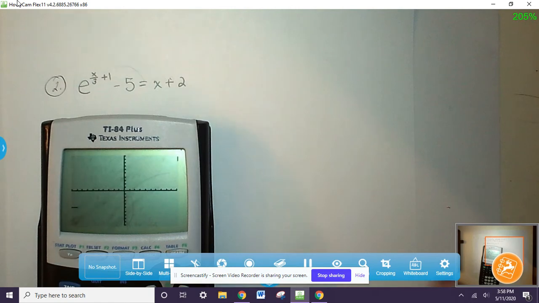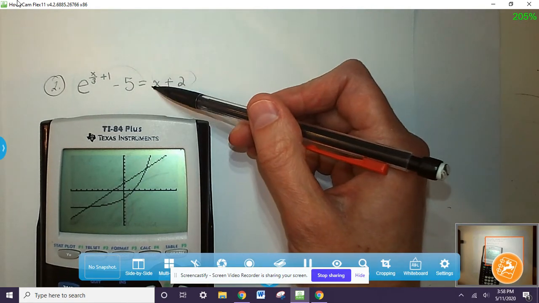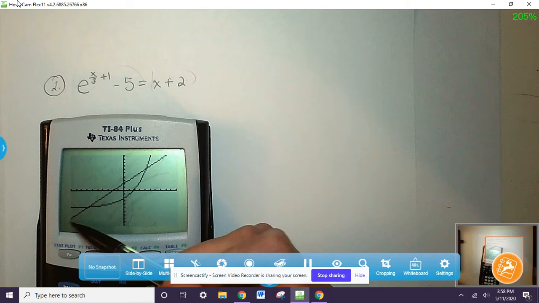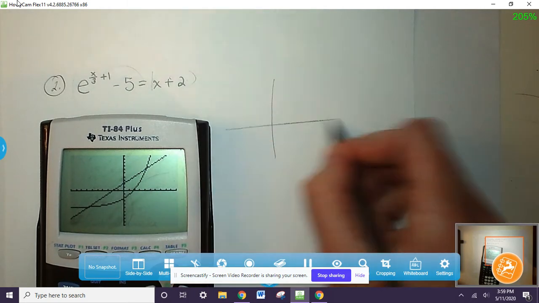I'm in Zoom Standard again. So here's my exponential function, and here's my linear function. This is just linear. It's a line with a slope of 1 and a y-intercept of 2. And this has 2 points of intersection. So what we want to do is find both of those solutions.